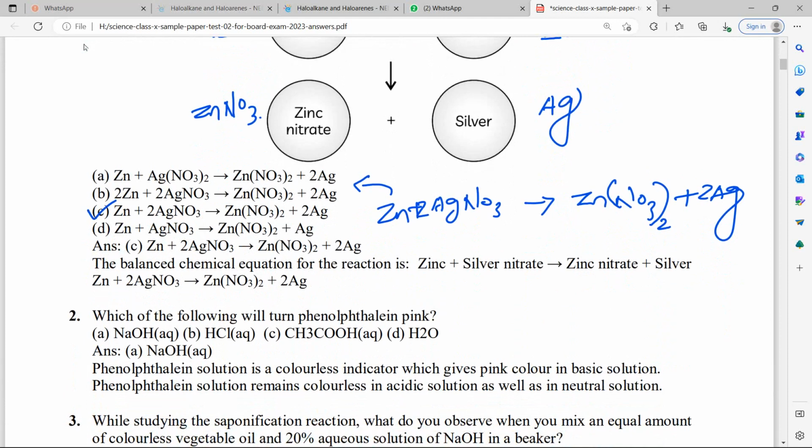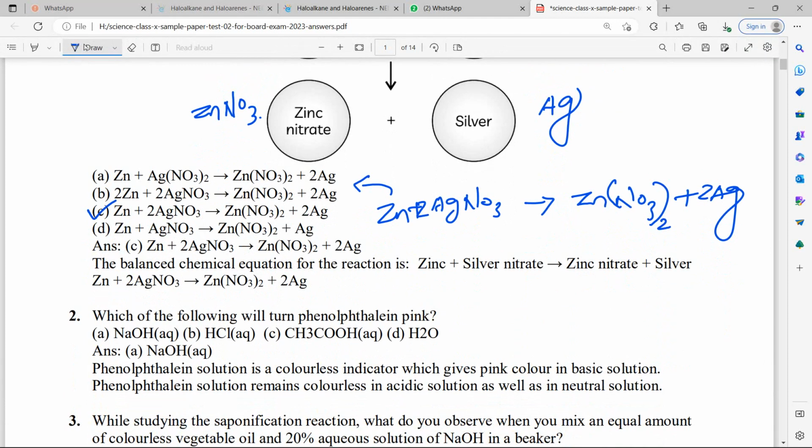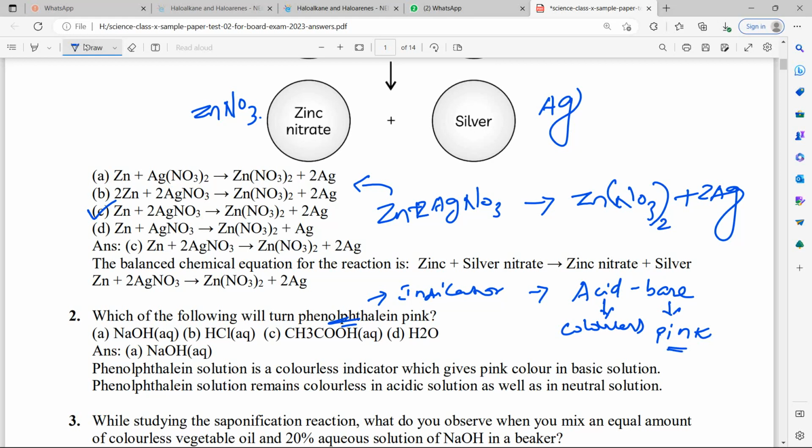Next, which of the following will turn phenolphthalein pink? For this, you should have an idea. What is phenolphthalein? Phenolphthalein is an indicator. What type of indicator? It is an acid-base indicator. Acid-base indicator means how it will be in acid and base. In the base, it will be pink in color. In the acid, it will be colorless. Right. Now, which of the following will turn phenolphthalein pink? What would change phenolphthalein to pink? Base. Which is a base here? NaOH. Yeah. The answer is NaOH aqueous.